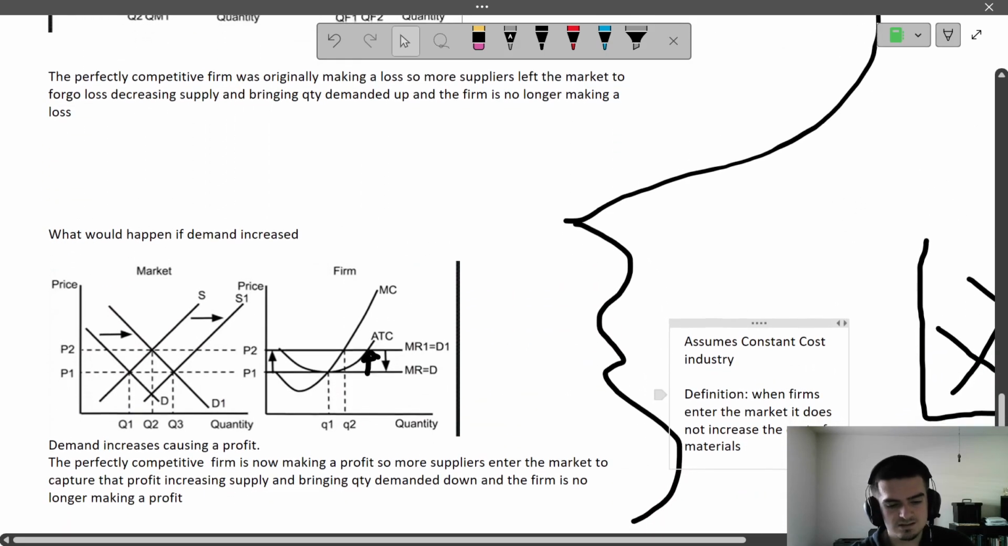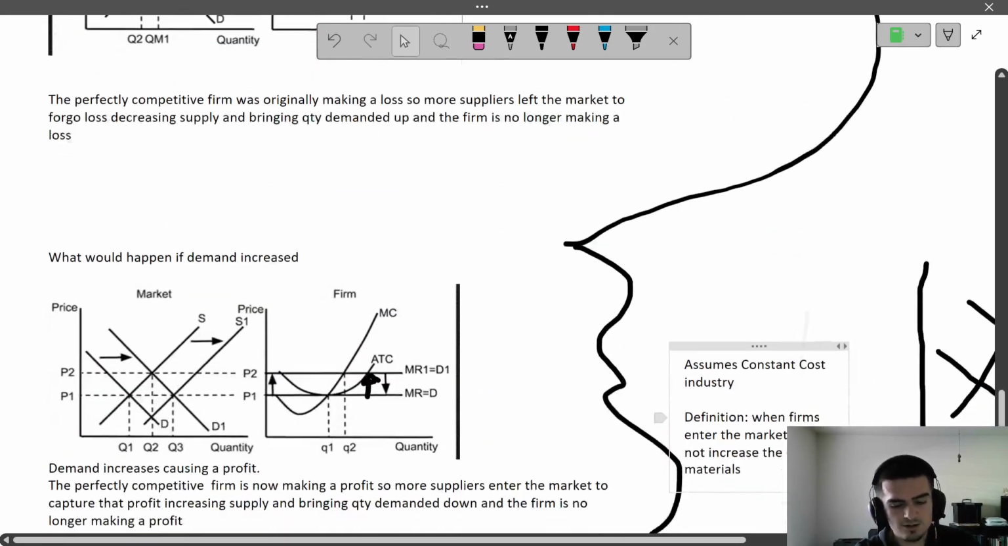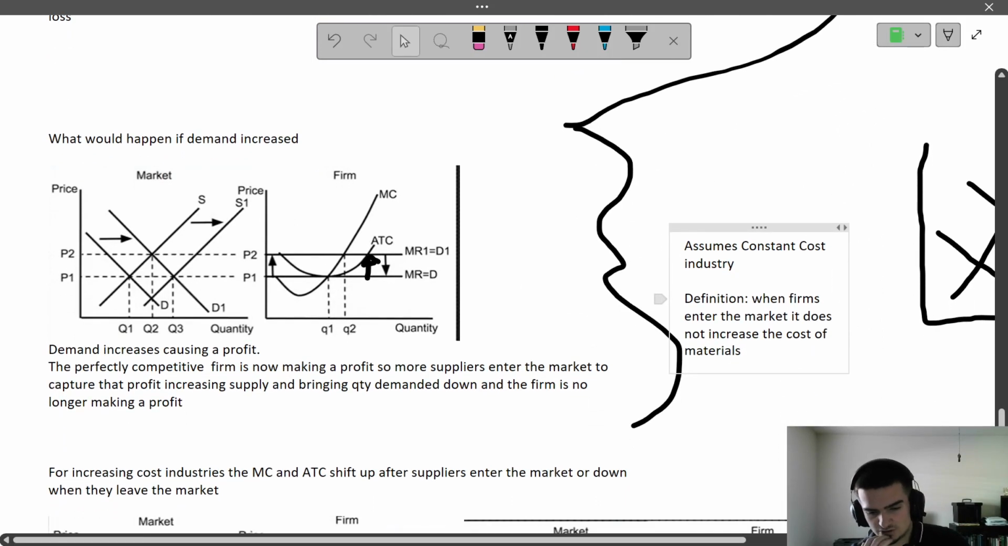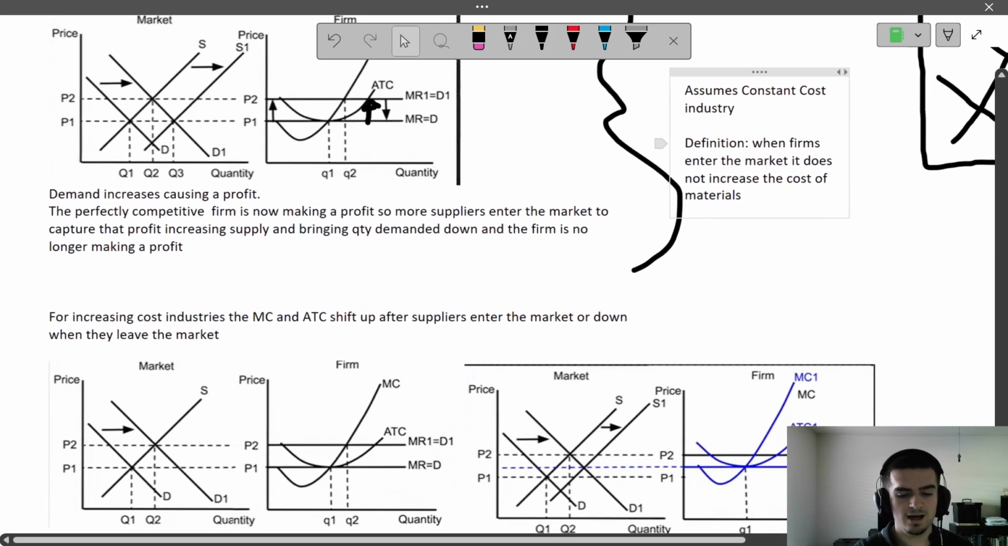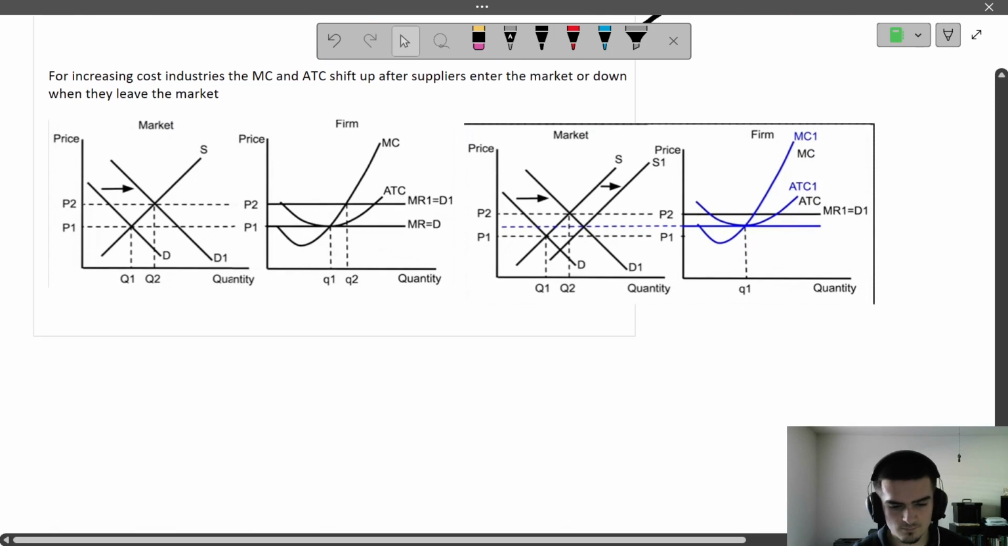This all assumes, like what I showed you here right now, that this is a constant cost industry. So what a constant cost industry is: when firms enter the market, it does not increase the cost of materials. So as more firms enter the market in a non-constant cost industry, their materials become more expensive because of, well, that's a whole other market, right? But their costs increase. So what happens? Well, this kind of shift happens, right?